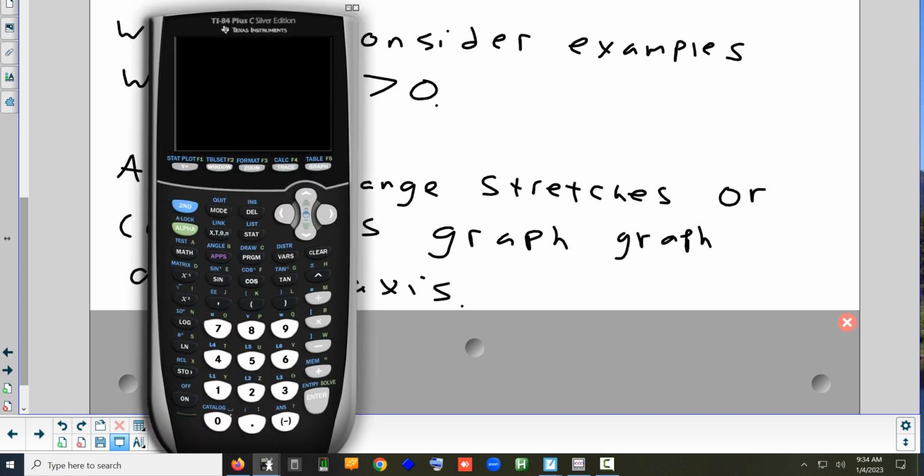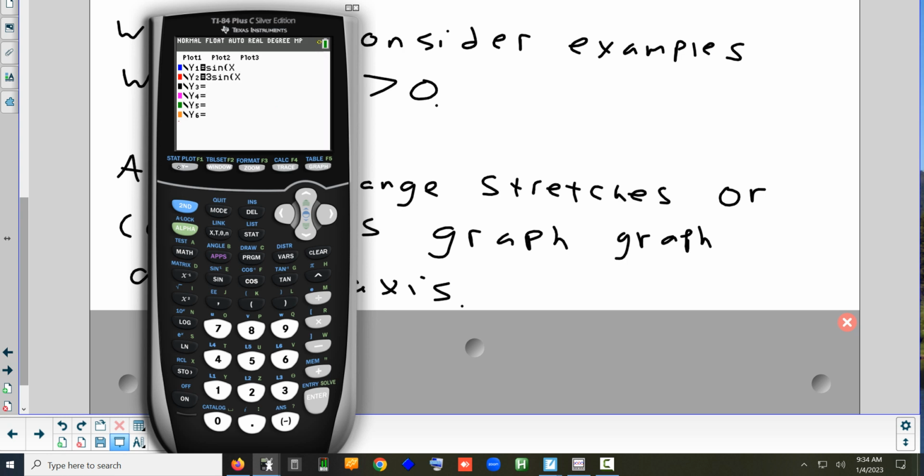Let's look at an example. Let's say I do sine x and sine 3x. What do you think is going to happen with the sine 3x? Is it going to be stretched out compared to the original? Or do you think the 3 is going to cause it to compress? Yeah? Stretched out. Think it's going to be stretched out? All right, well, let's see. It's one of the two.